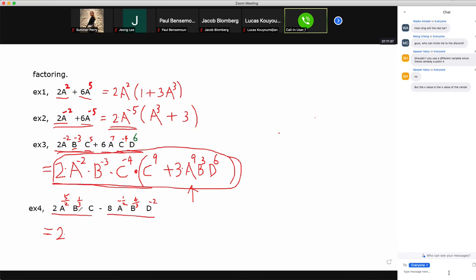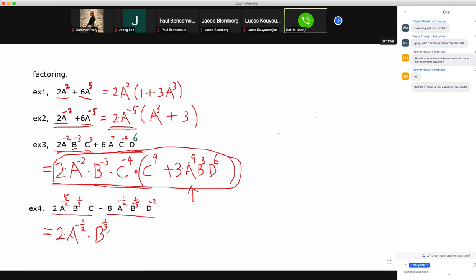Now then a here and a there, so it looks like we need to factor a. So a to what power? A to the -1/2 power, because -1/2 is lower than 5/2. And the next one, b. Both have b, so we need a b. So b to what power? B to the lower exponent, which is 1/3. Okay, there we go, b to the 1/3 power.